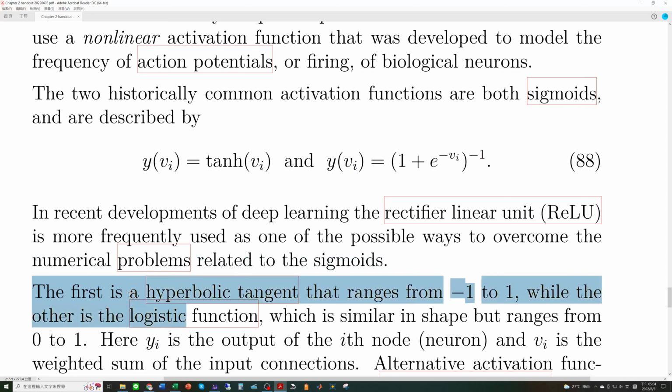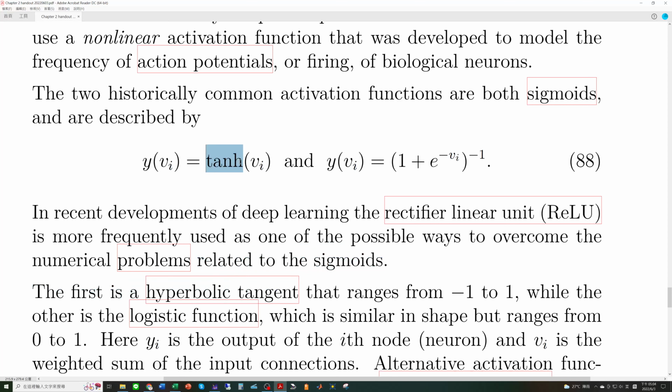The first is the hyperbolic tangent, tanh. I will introduce what the hyperbolic tangent is later. It ranges from -1 to 1, while the other is the logistic function. I will introduce what the logistic function is later.